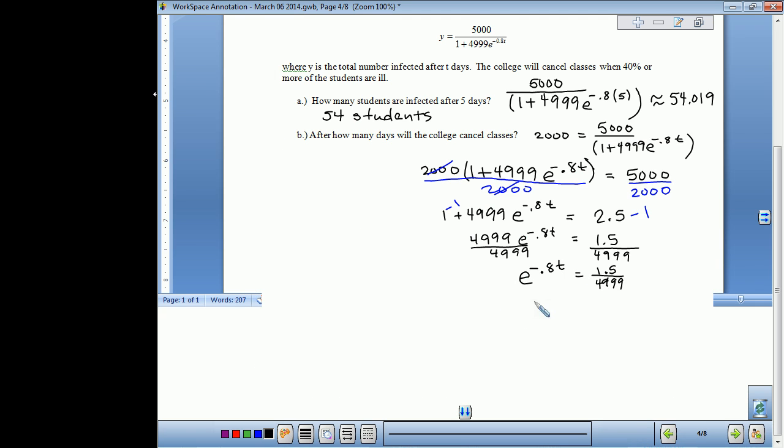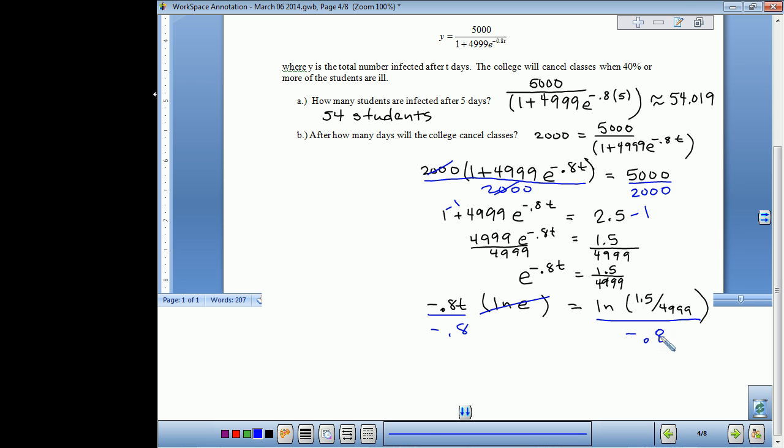Okay, so I'm solving for t. It's an exponent. How do I solve for an exponent? Very good. I take the natural log of both sides. And when I do, that negative 0.8t comes out in front. Once again, I'm showing you all the steps, which I wouldn't normally do. Okay, what happens to natural log of e? It cancels. So we would divide by negative 0.8.